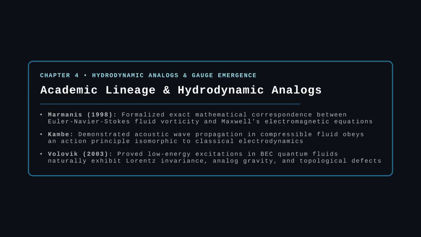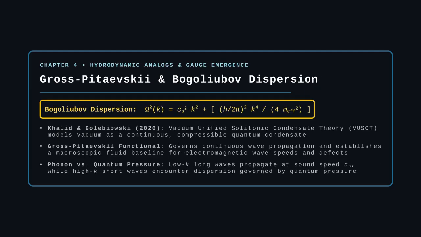Third, Volovik in 2003 established in The Universe in a Helium Droplet that low-energy excitations in a quantum Bose-Einstein condensate naturally exhibit Lorentz invariance, analog gravity, and topological defect quantization. Building on this lineage, recent phenomenological models, such as the vacuum unified solitonic condensate theory by Khalid and Golubowski in 2026, provide a useful continuous macroscopic baseline.